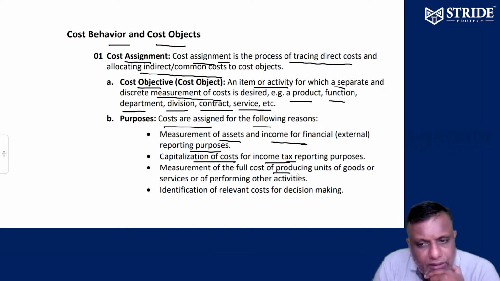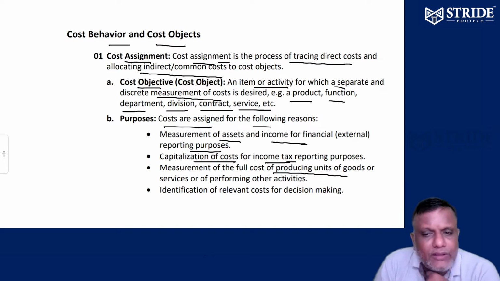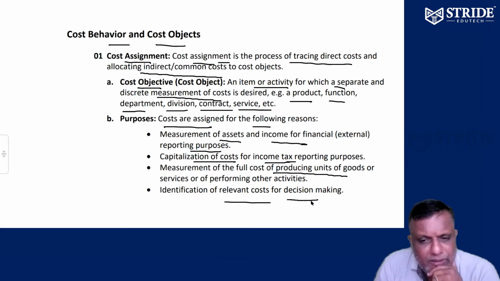Similarly, we need the cost of producing units of goods. What is the cost of producing 1 unit? What is the cost of goods sold per unit? And there are other relevant costs for decision making. There are some costs which are very useful for decision making purposes. A cost which is useful for decision making is called relevant cost. A cost that cannot be used for decision making is called sunk cost. Sunk cost cannot be useful for decision making. The cost which is going to be used for decision making is called relevant cost.